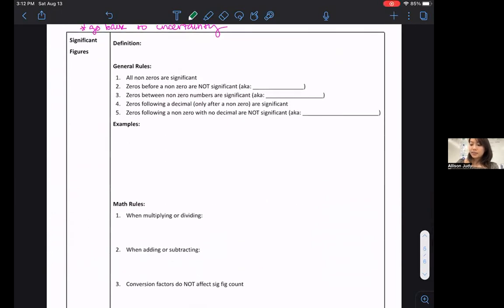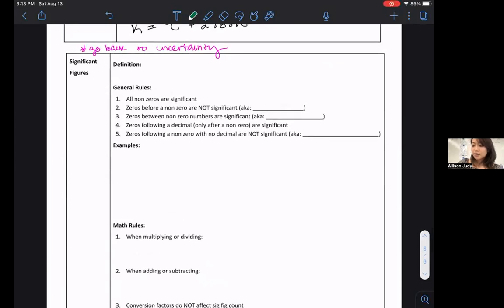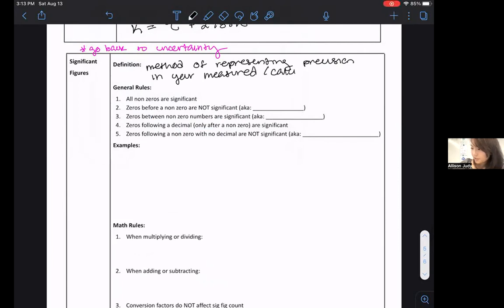Let's move on now to the big topic, which is sig figs. How do we represent precision in just the way that we write our numbers? Sig figs is basically a method of representing precision in your measured or calculated values.